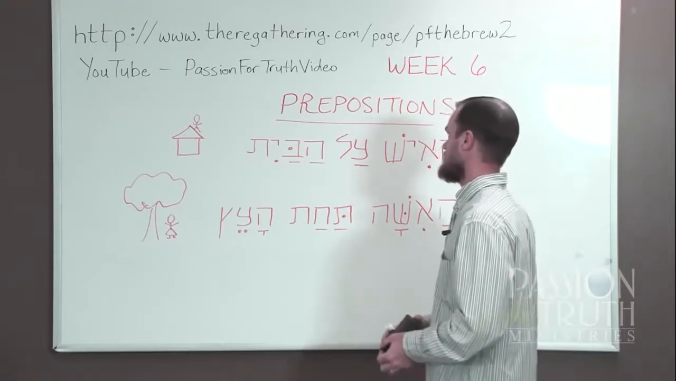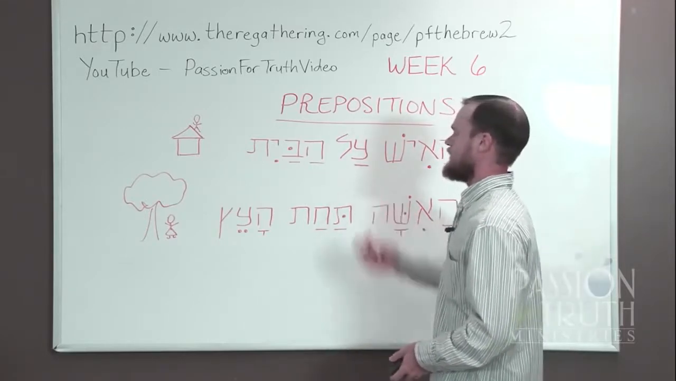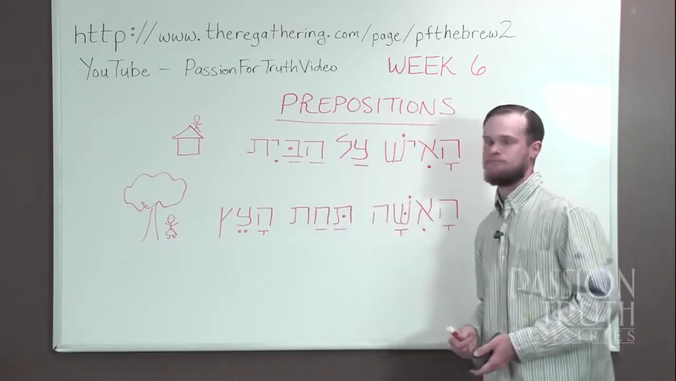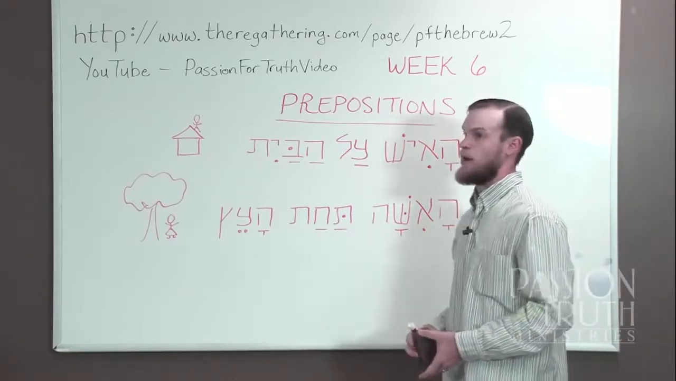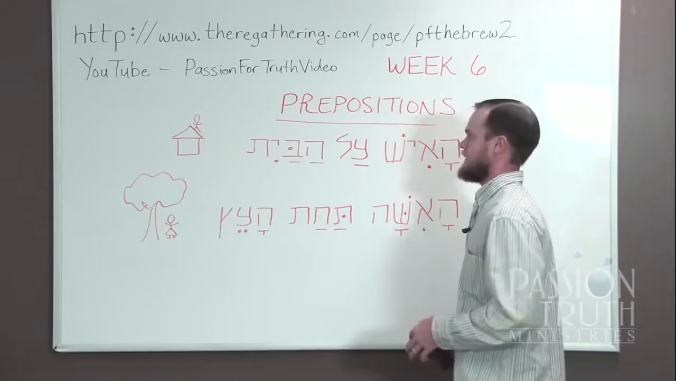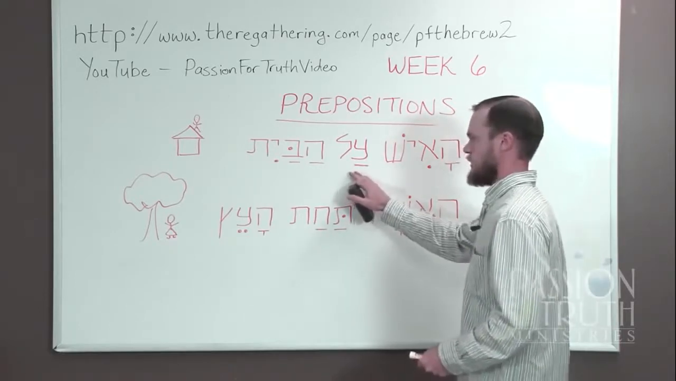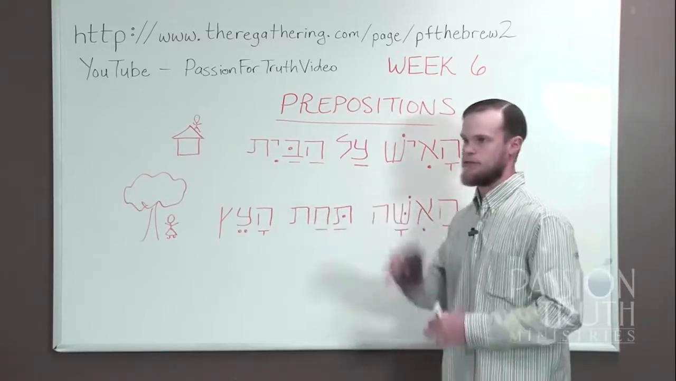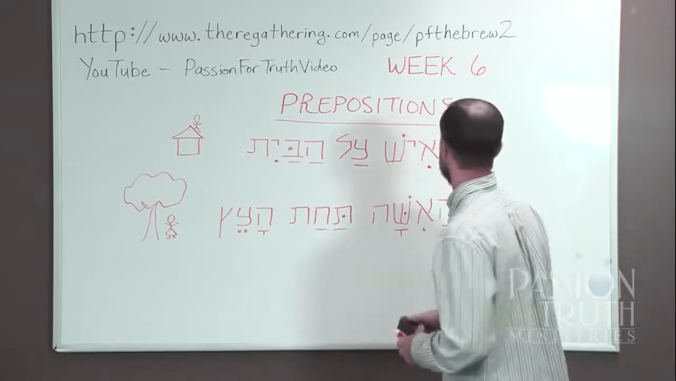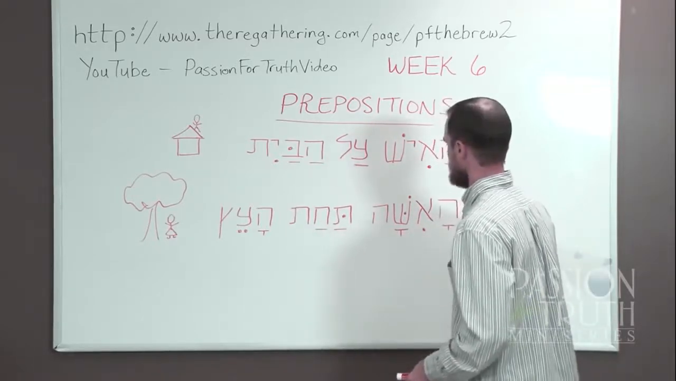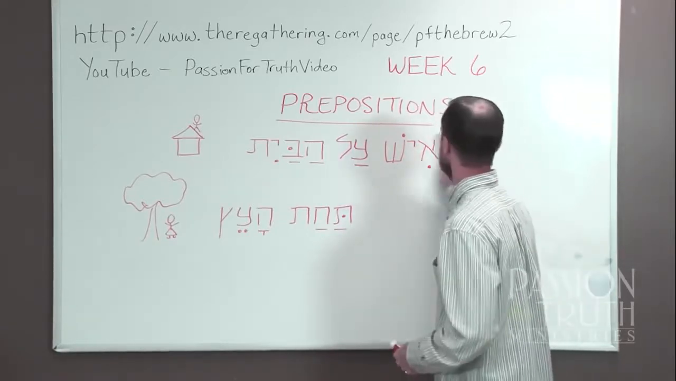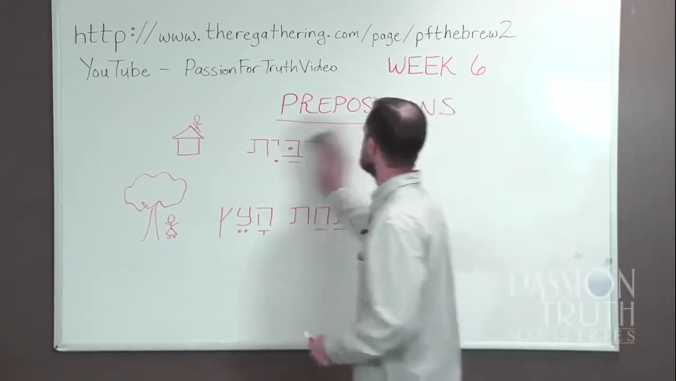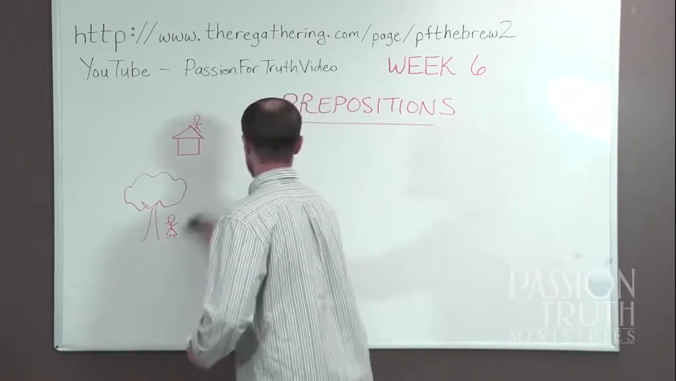In Hebrew, it can even mean concerning. So in the sense that we use the word about, it can mean that as well. But for our purposes right now, it's just going to mean literally on top of. Okay, upon. All right, so that's al and tachat, upon and beneath, or above and beneath.